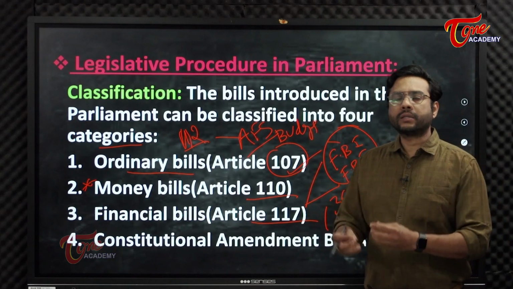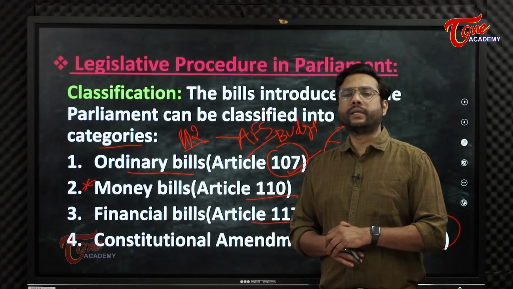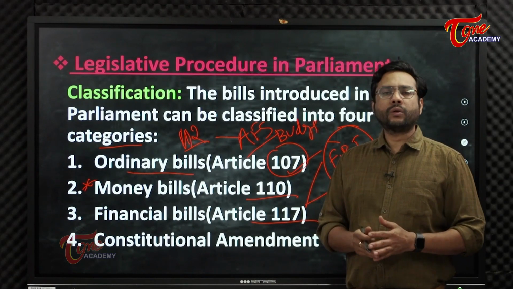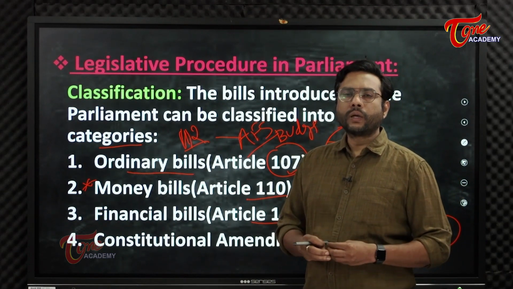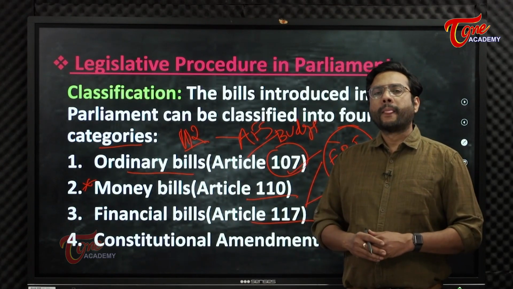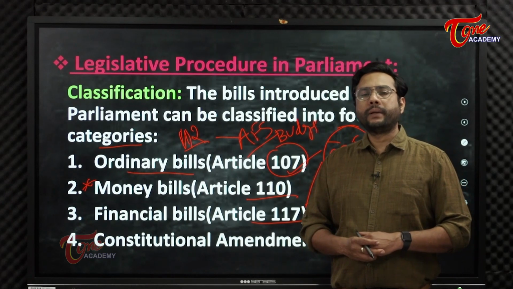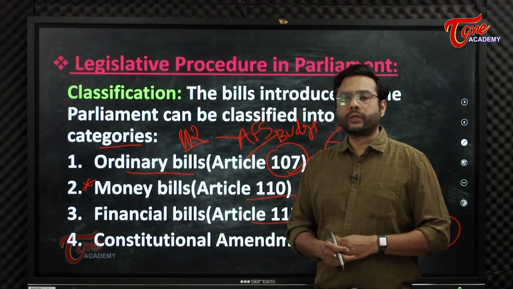So it's a very simple process, because a simple majority is half of the house voting. Whoever comes to vote, if a majority of them vote towards the bill, then the bill gets passed. So it's a simple thing, and most of the bills are ordinary bills.